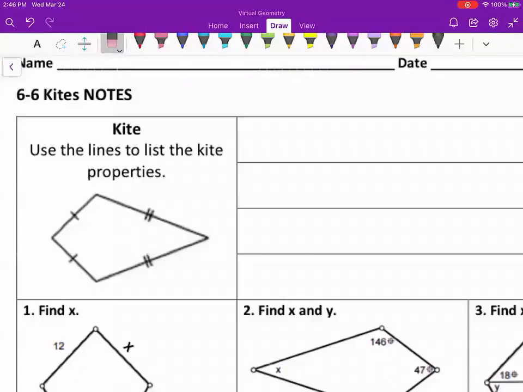Hi everyone, we're looking at our next topic in our polygons unit. We have just finished up parallelograms, so now we're looking at another kind of special quadrilateral known as a kite. So let's take a look at our properties that go along with a kite and what makes a kite.